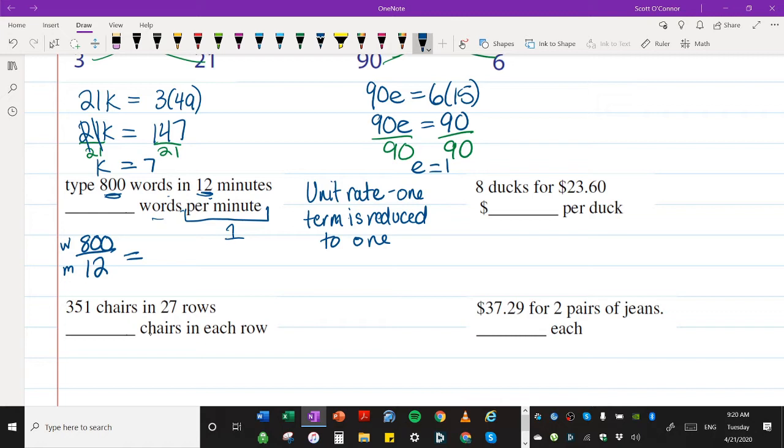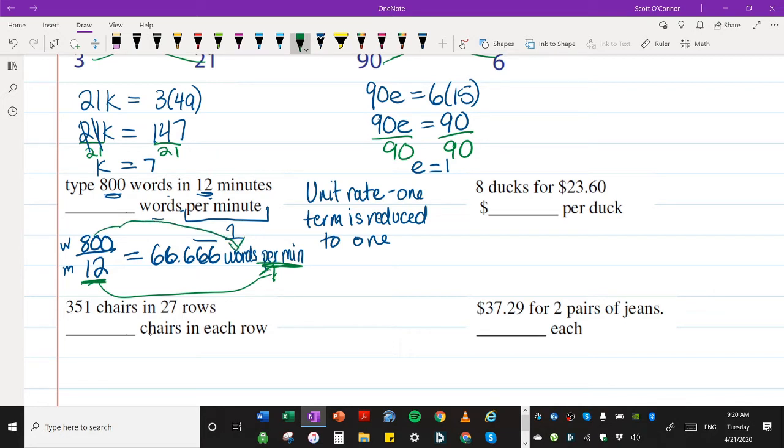And we end up getting a decimal, so we get 66.66666. And what is that? 66.666 words per minute. Okay, and the pattern is here. See, this was minutes in the denominator of the fraction, and that's what was reduced to 1. And then this was words. It was in the numerator, and that's the first term.